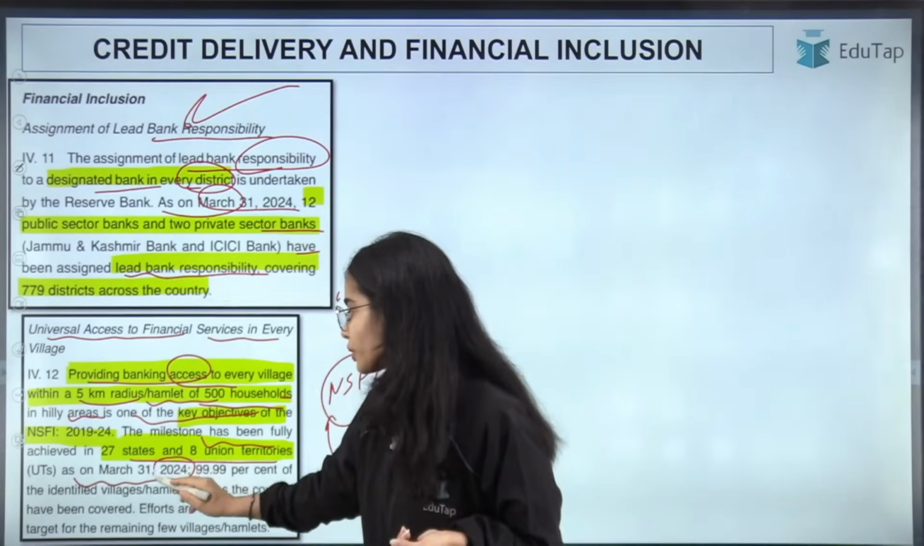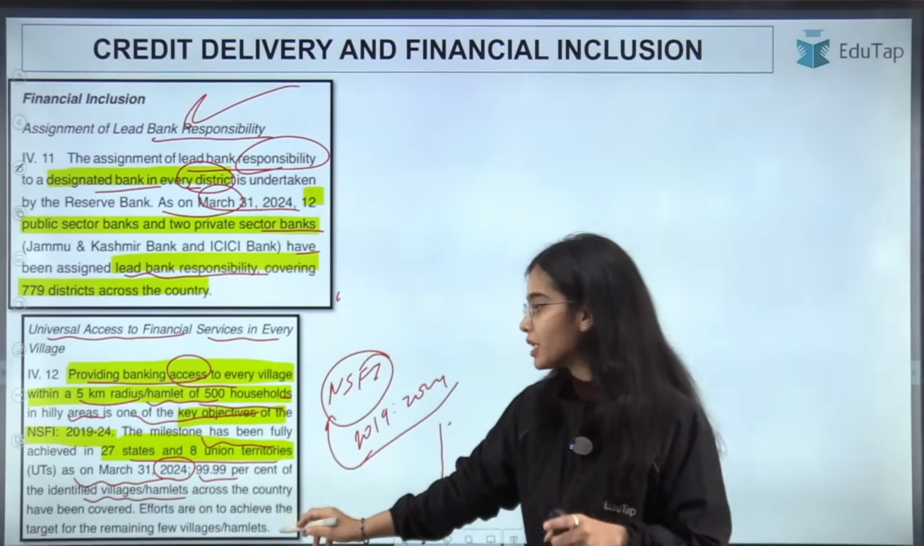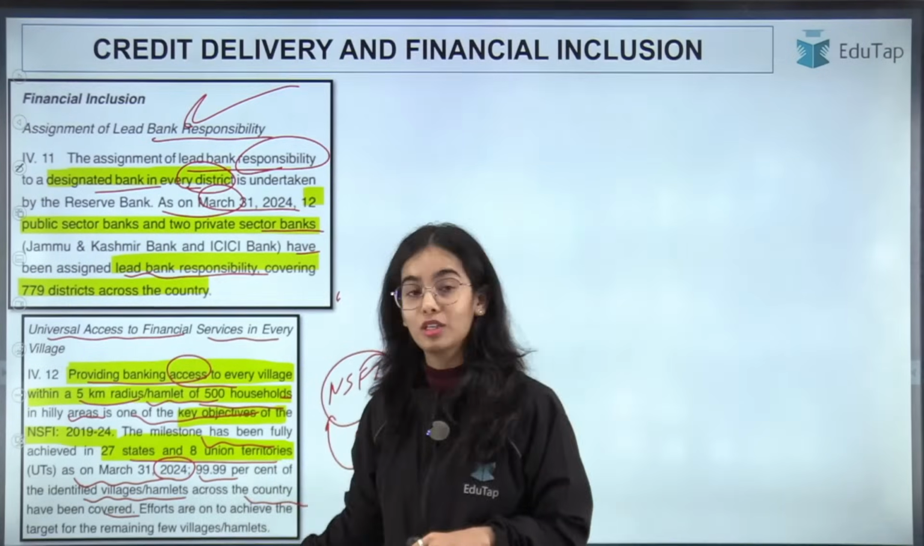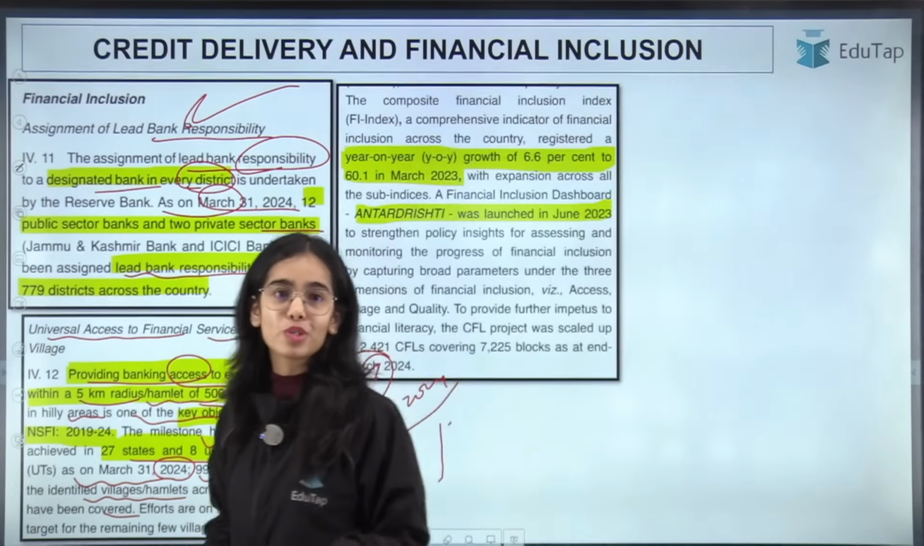As on March 31st, 2024, 99.99% of identified villages or hamlets across the country have been covered. So that is a big thing that you can understand in terms of financial inclusion.